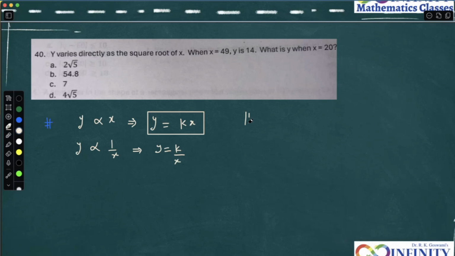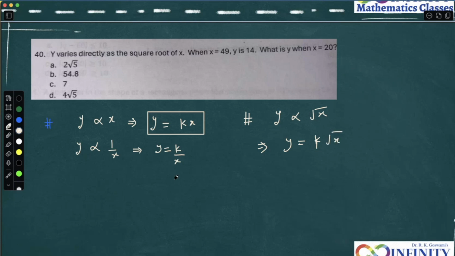Here in this question, the statement is that y varies directly as a square root, that means square root of x. This is what the situation is. What should you do? Replace proportionality by a constant. What is the name of this constant? Constant of proportionality. You got it? K is called the constant of proportionality.